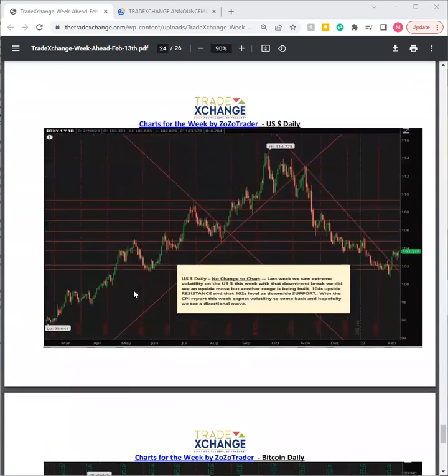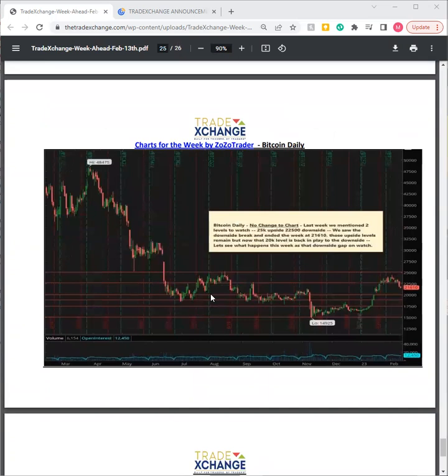US dollar. Not much move this week. I believe it's all waiting for the CPI report on Tuesday. But we did break that downtrend last week. We had a continued upside move, but we could not break above that 104 level of resistance that we've been watching very closely.